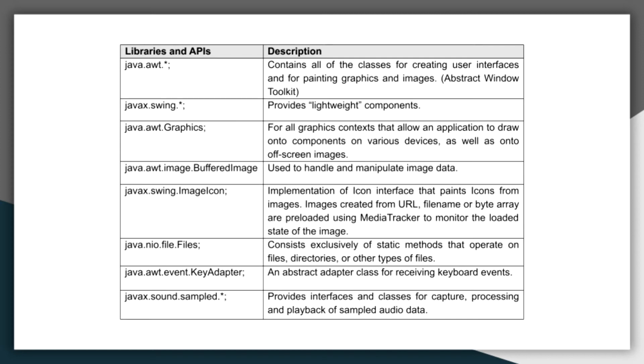java.nio.file.Files is used for static methods that operate on files and directories. In the game, it allows local directories to load and save the high score for the leaderboard.